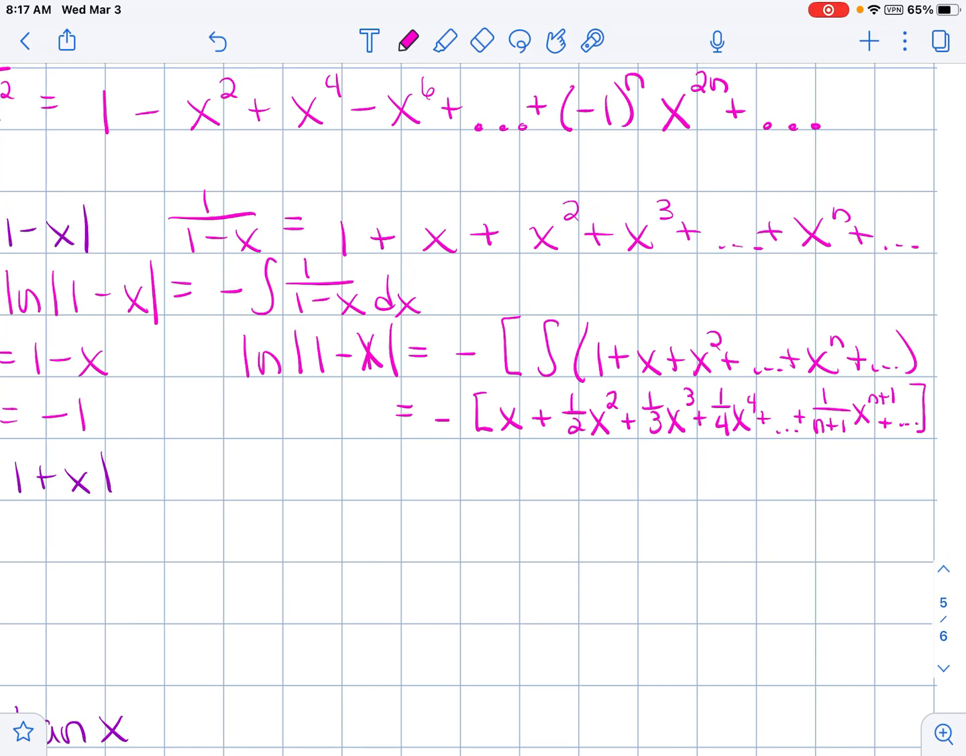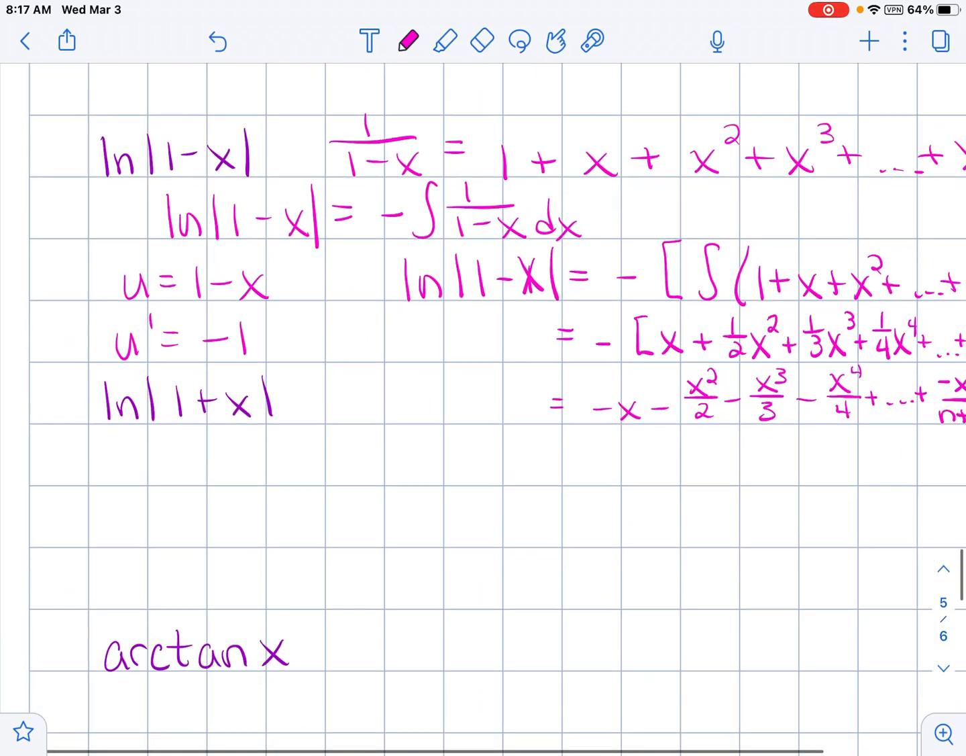But now I need to distribute that negative in. I'm taking space from my next one. That's okay. Negative x minus 1/2. I'm going to write this as x squared over 2. Okay. So that's one way to find it.